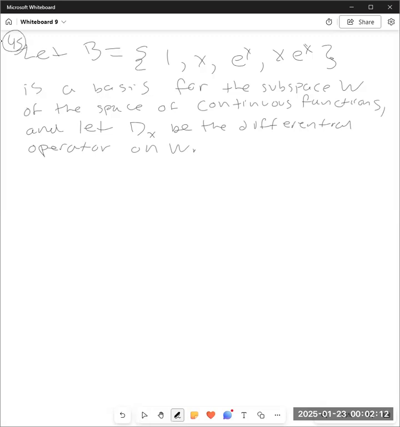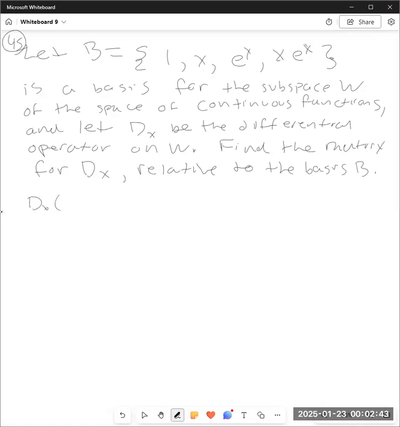45. Find the matrix for the transformation of the operator D of x relative to the basis B. So what I need to do is find the derivative of 1, which is 0. The derivative of x is 1. The derivative of e to the x is e to the x. And the derivative of x e to the x, I'm going to have to use the product rule, is going to be e to the x plus x e to the x.